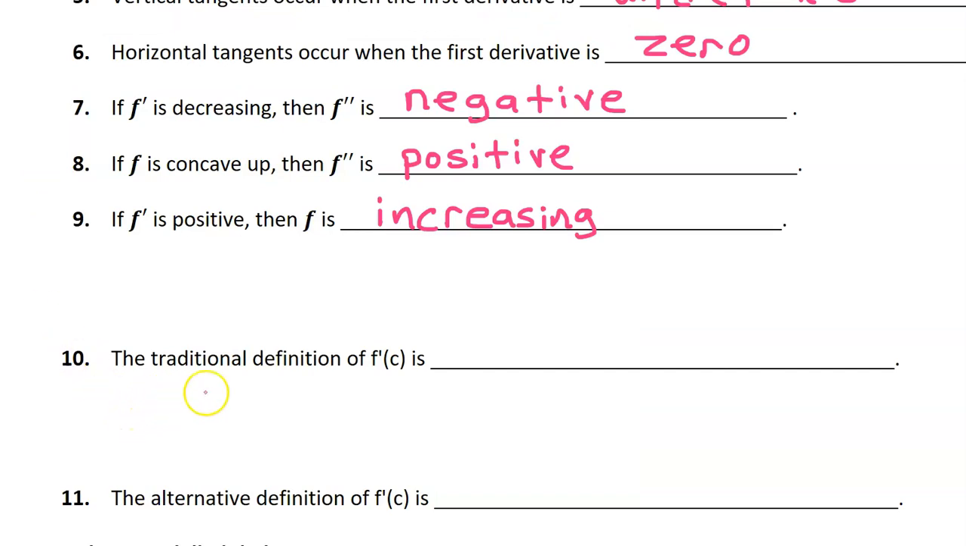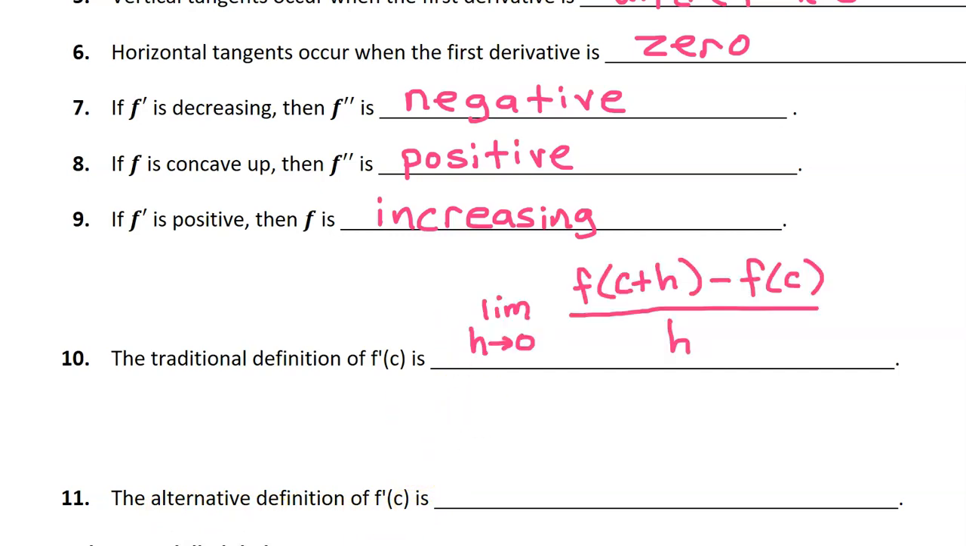The last two things I need you to memorize are the traditional definition of derivative and the alternative definition of derivative in terms of limits. Here is the traditional definition. If I ask you to write down the traditional definition of derivative, you should be able to just write this down off the top of your head.